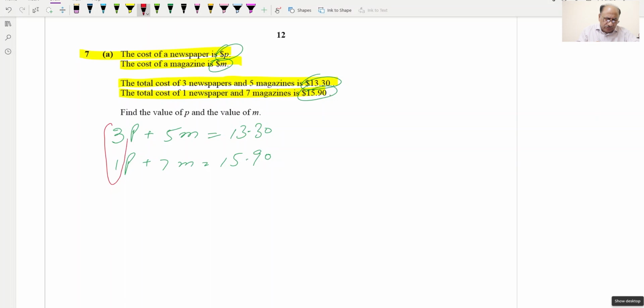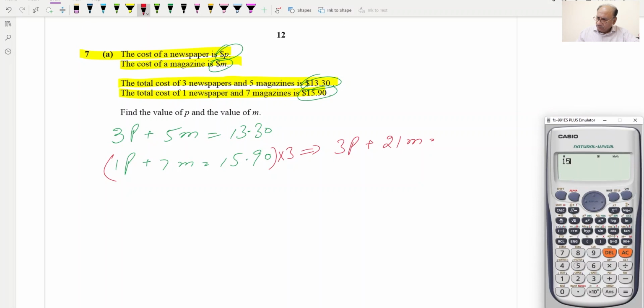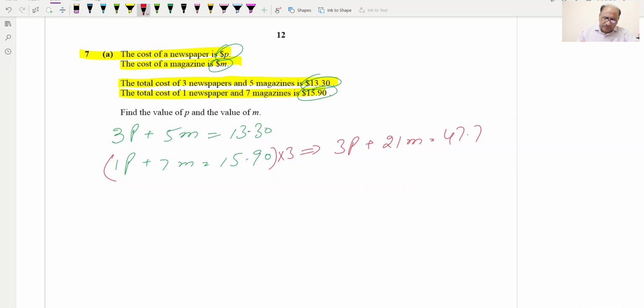So to equalize the coefficients of p, we will multiply the second equation by 3. This implies 3p plus 21m is equal to 15.90 multiplied by 3, and this is equal to 47.7. And the first equation we will copy here, 3p plus 5m is equal to 13.30. This one we need to subtract, change sign and cancel. 3p will be cancelled. 21 minus 5 will be 16m.